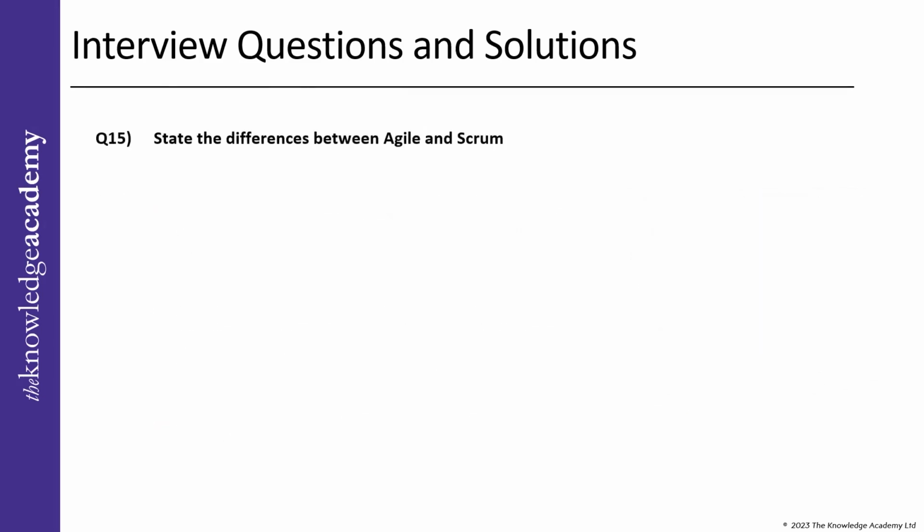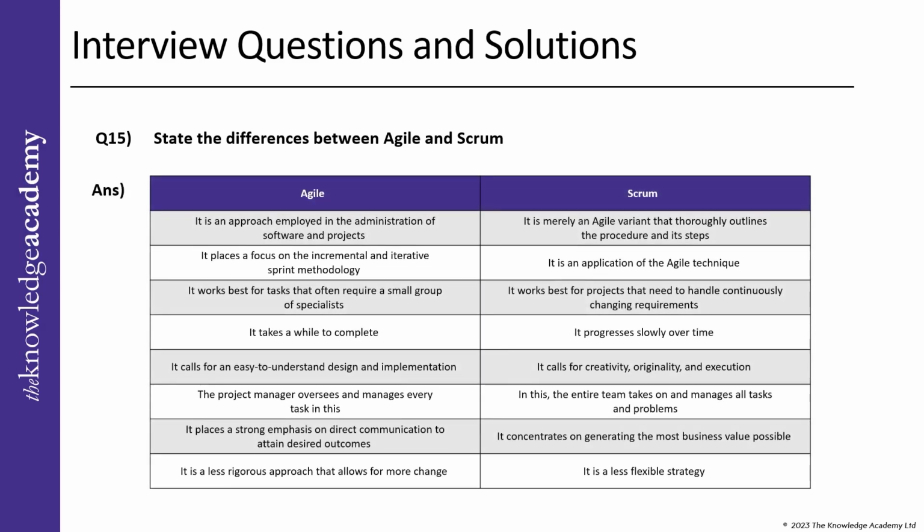State the differences between Agile and Scrum. Agile is an approach employed in the administration of software and projects, whereas Scrum is merely an Agile variant that thoroughly outlines the procedure and its steps. While Agile places a focus on the incremental and iterative sprint methodology, Scrum is an application of the Agile technique. Agile works best for tasks that often require a small group of specialists, whereas Scrum works best for projects that need to handle continuously changing requirements.